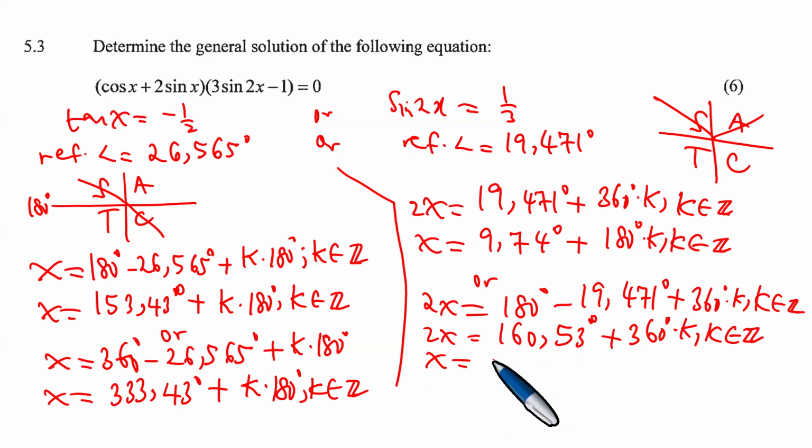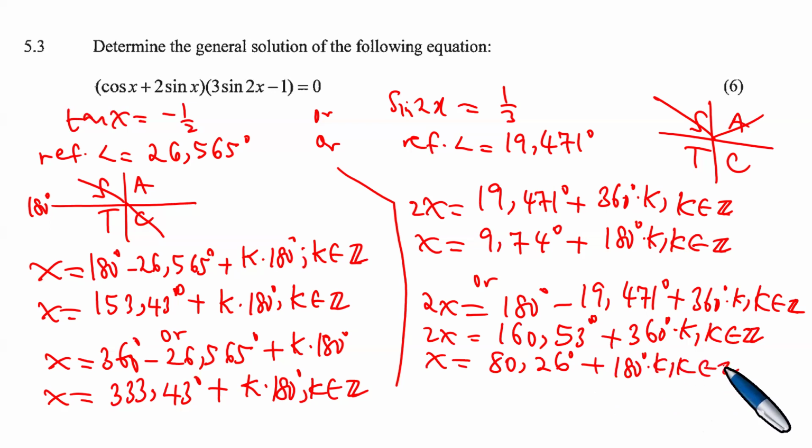Okay, dividing by 2 will give us 80.2645, but yeah, that'll give us about 80.26 degrees. Dividing 360 by 2 is 180 degrees times k, where k is an element of the set of integers, so that gives us the solution here. So we have got these answers there. Okay, so we're good.